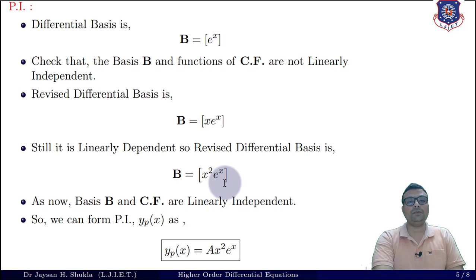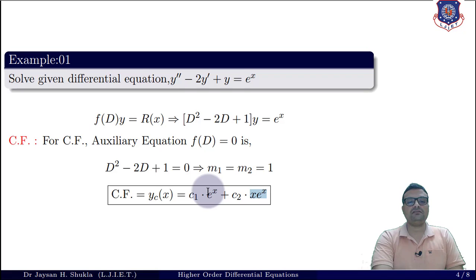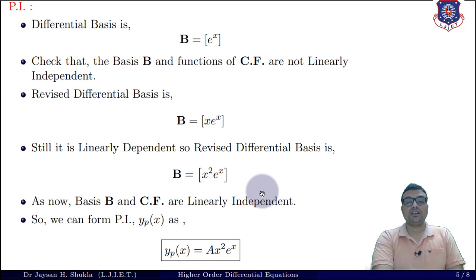So we need to compare our complementary function with this x square e raised to x. Here you can see that x square e raised to x is linearly independent of e raised to x, and it is also linearly independent of x e raised to x. That means this is the final differential basis. So we can now take this as our element of y p. Now I am generating the particular integral as a x square e raised to x.